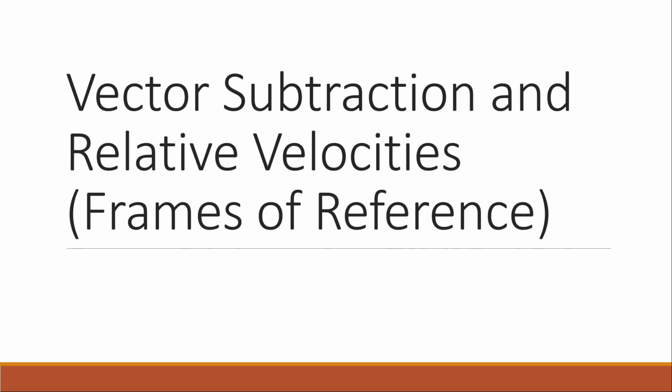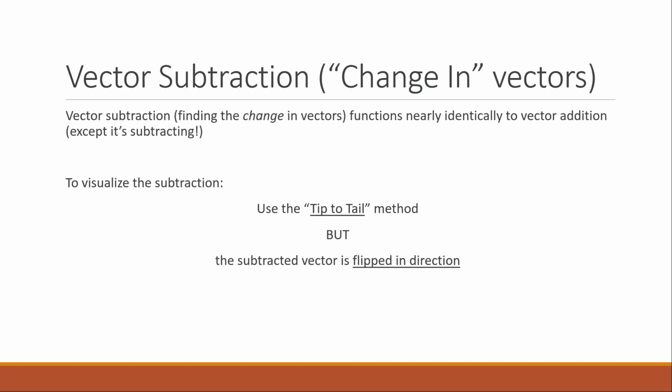Hello class, so we are going to be going over vector subtraction and relative velocities, which is a little bit of an introduction to frames of reference today. So to start off with, vector subtraction is what we often do when we're finding the change in vectors, because hopefully we remember that change is the function of subtracting, or finding the difference between two things. It's functionally identical to vector addition, except you subtract instead of add.